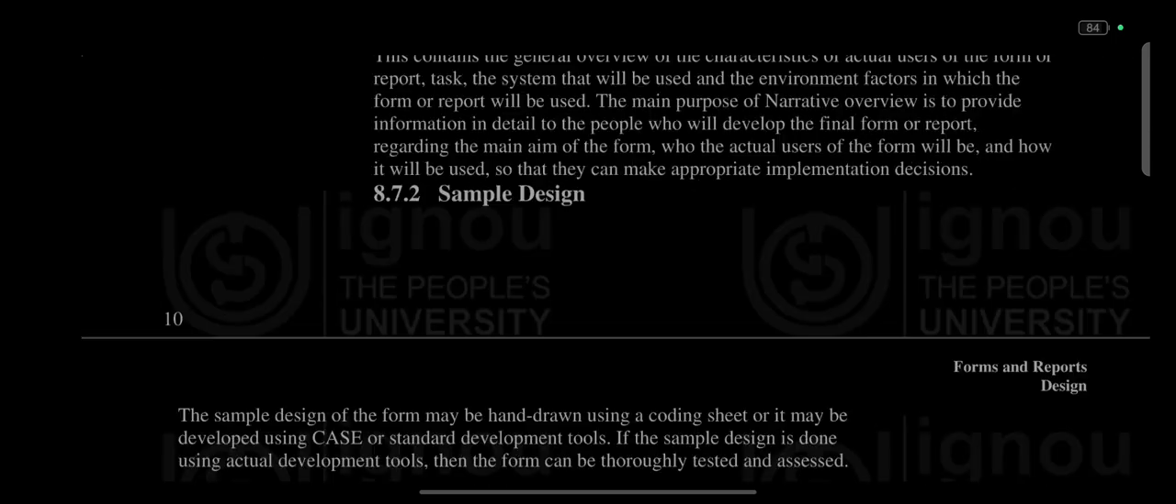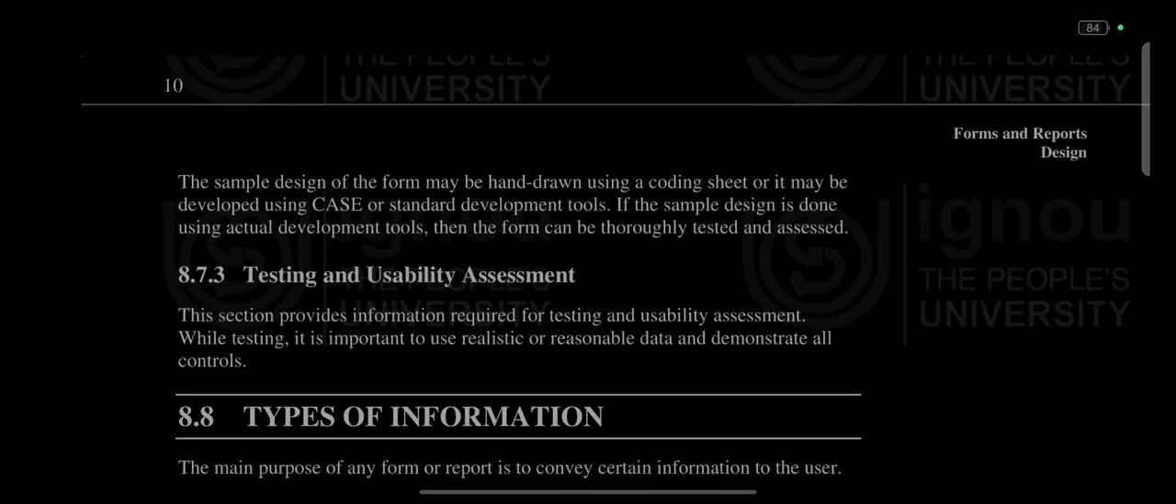Sample design. The sample design of the form may be hand drawn using a coding sheet, or it may be developed using CASE or standard development tools. If the sample design is done using actual development tools, then the form can be thoroughly tested and assessed. Testing and usability assessment. This section provides information required for testing and usability assessment. While testing, it is important to use realistic or reasonable data and demonstrate all controls.